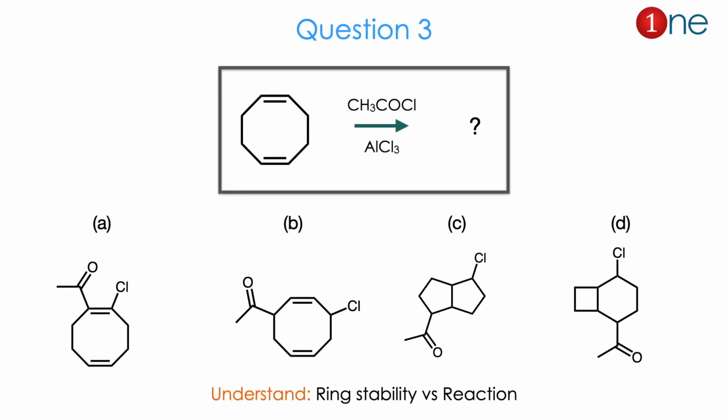Then question number 3. The starting material is octadiene, and the dienes are in separated symmetrical positions. You have acetyl chloride and aluminum chloride. They ask you to find the product. The question is what happens to the double bond: whether the double bond reacts, or alpha position reaction happens, or ring expansion or ring contraction occurs or not. So obviously the question is about ring stability versus reaction. The answer is C. Let us see how.